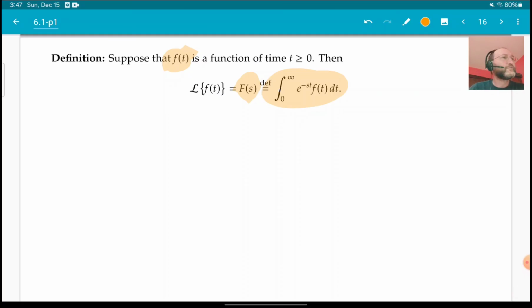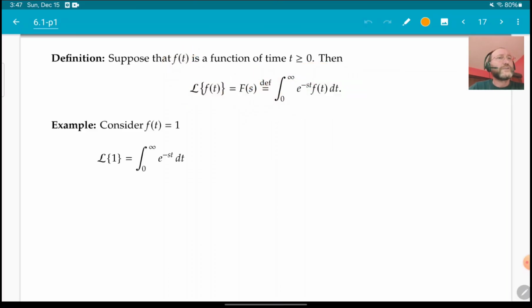So we have this formula. The way that we're writing the Laplace transform is either like this or like this, depending on what's useful. Then we just compute this formula. So let's look at some examples.